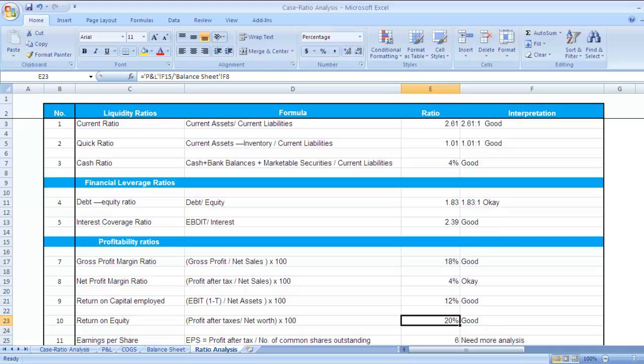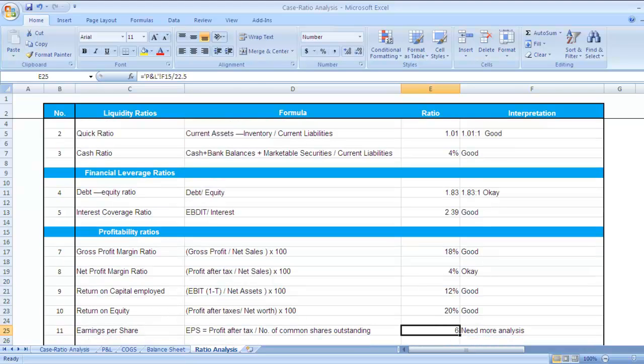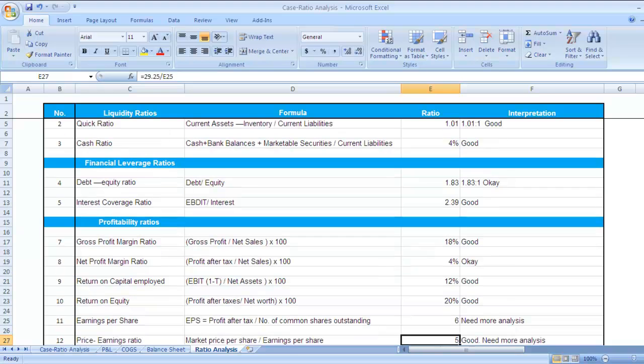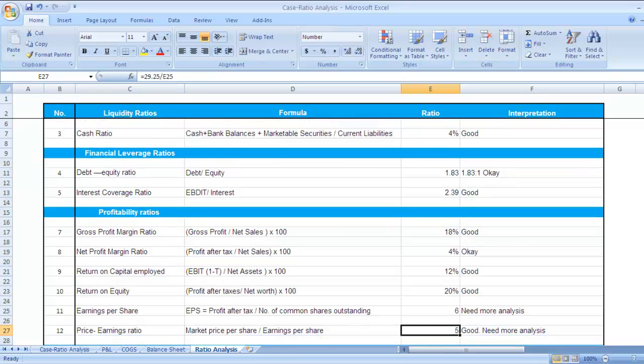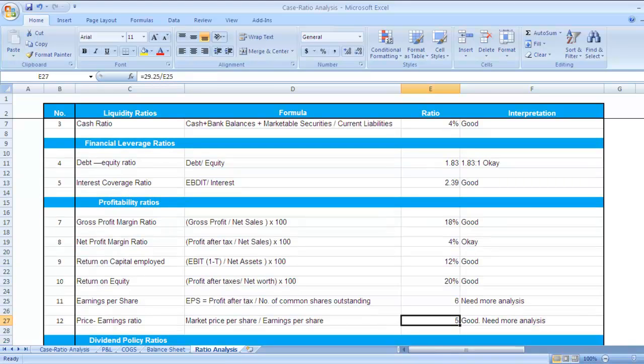So as I mentioned earlier, the Indian companies average is 15%. More than 15% is better, and in this case it is 20%, so I would say it's really good. Earnings per share is rupees 6. We cannot comment on standalone figures, so we need to dig deeper and check the trend. So we need more analysis for this. Price earnings ratio is 5, which is again good. Any company with a PE less than 12, I would say good. So since I've mentioned here good and need more analysis, we need to dig deeper.